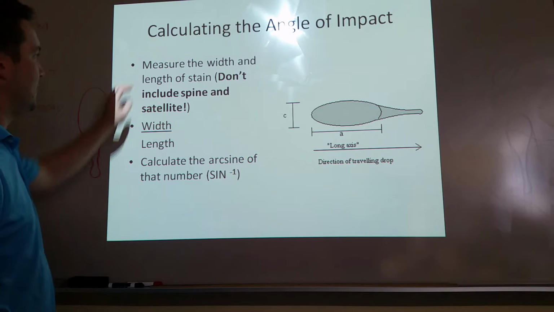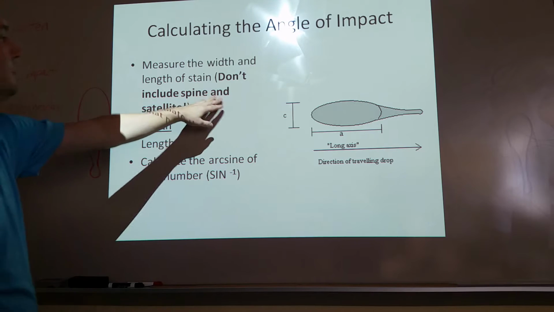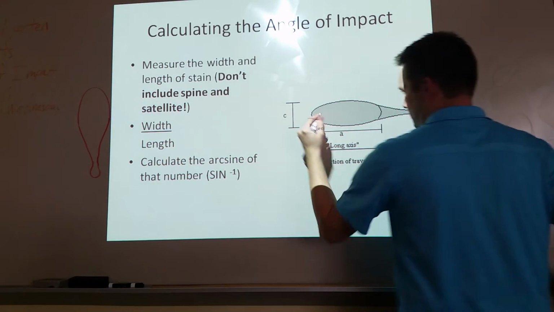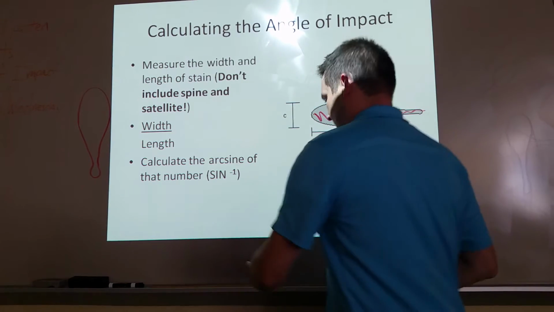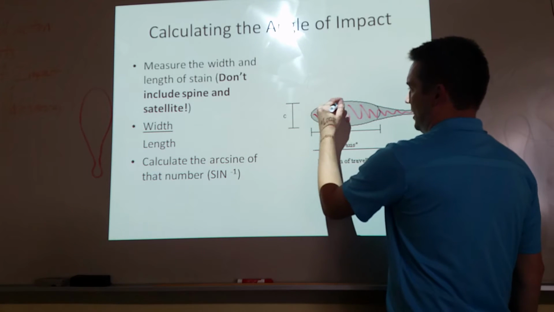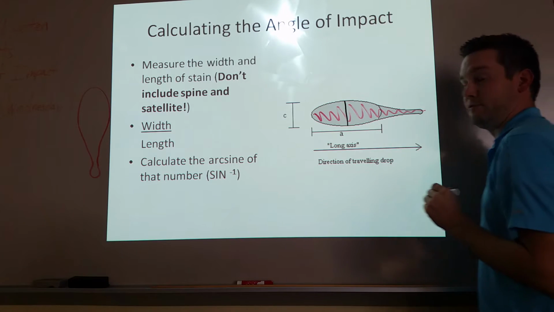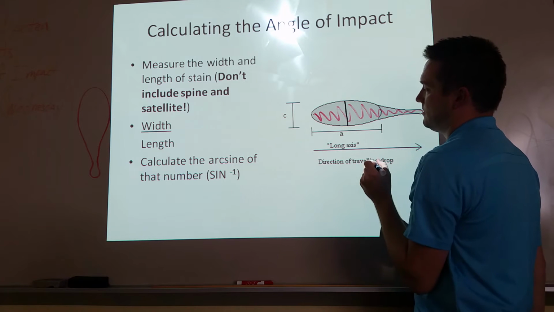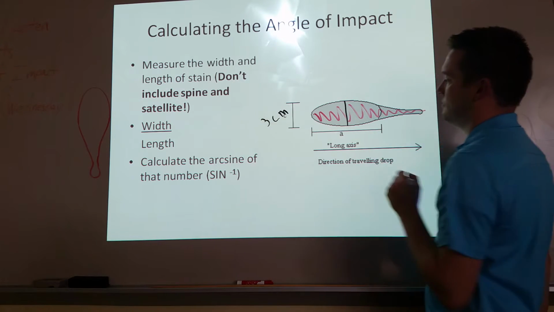The first step is to measure the width and the length of the stain. You do not want to include the spine and any satellites that are at the end. Color this red first of all, as we're talking about blood. First thing we need to do is determine the width. That's this, and we just find the fattest part of the drop. When you're measuring, you don't have to draw a line across them, but I'm going to do it to show you how. Then we measure this. I'm just going to make up a number, we'll say that's 3 centimeters.